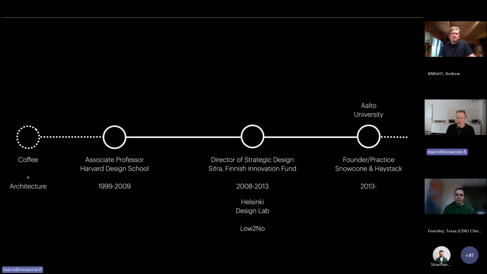All right, and now I have a practice. I was at the Finnish Innovation Fund for 5 years trying to embed this kind of practice. We built a whole bunch of platforms, including Helsinki Design Lab and initiatives, including Low to No. And now I do that same work through my practice and teach 2 days a week at Aalto University.